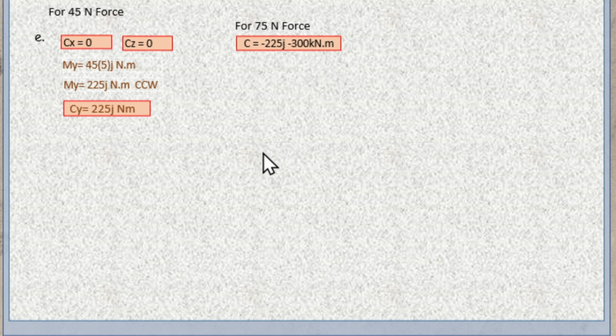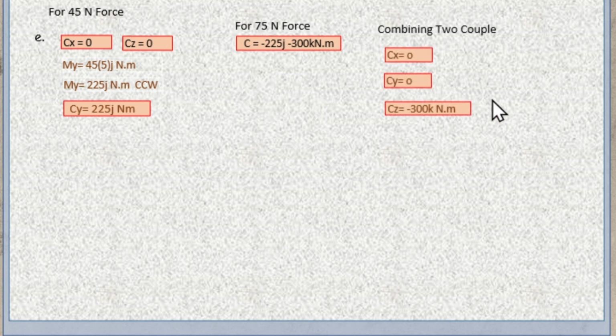And now we are going to add these couples so that we can solve for our resultant couple. For Cx we have 0. For Cy we have 0 also, since 225 minus 225 equals 0. And we have negative 300K Newton meter. So here we have the value of couple equals negative 300K Newton meter, and this one is equivalent to our couple at A.